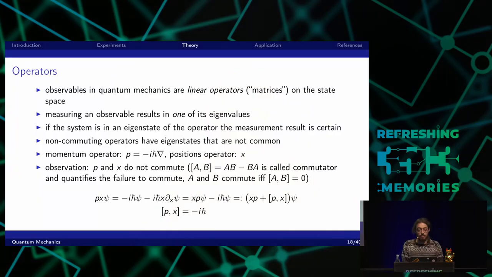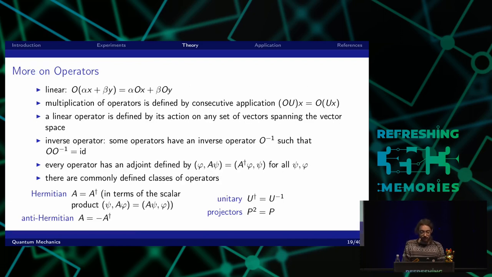As for the non-commutativity of operators, we can already show that p and x are operators that do not commute, but fulfill a certain commutation relation. A commutation relation is just a measure for how much two operators do not commute. The commutator is AB minus BA for the objects A and B. So if they commute, if AB equals BA, the commutator simply vanishes.